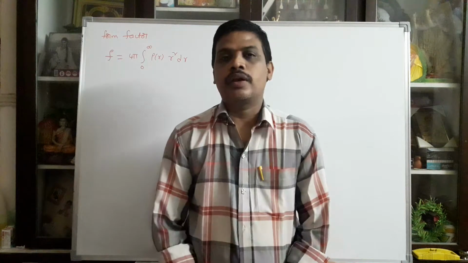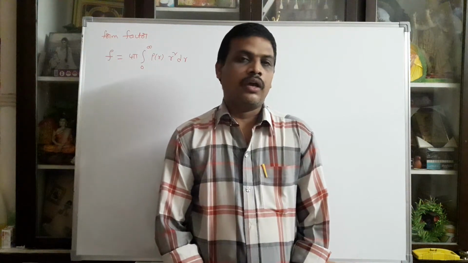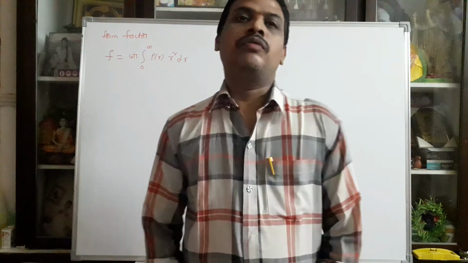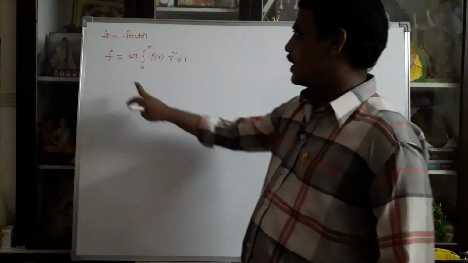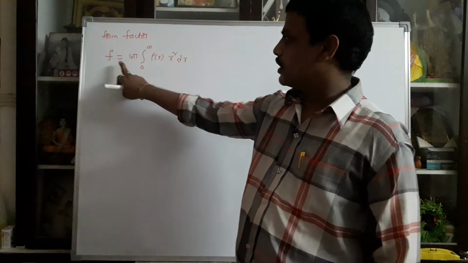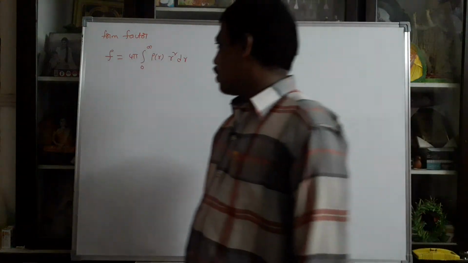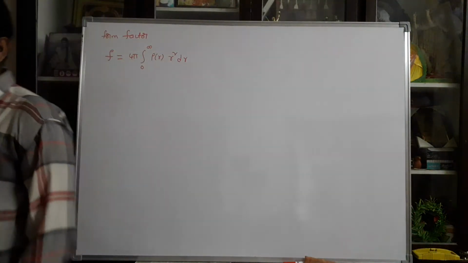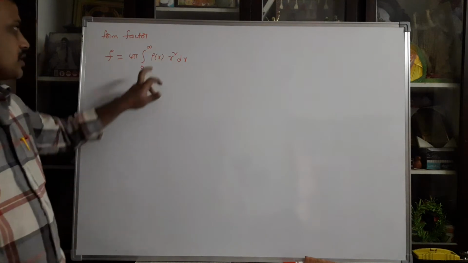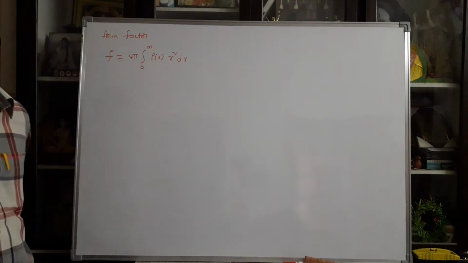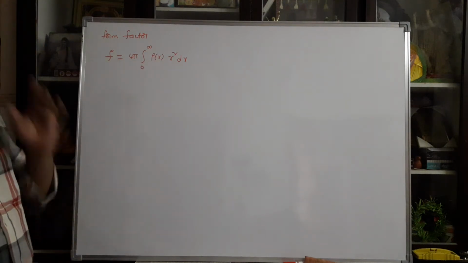In our yesterday class, we clearly learned how to calculate the atomic scattering factor, which is simply called the form factor. The form factor f is equal to 4 pi times the integral from 0 to infinity of rho of r into r square into dr. This rho of r is nothing but the electron charge density.